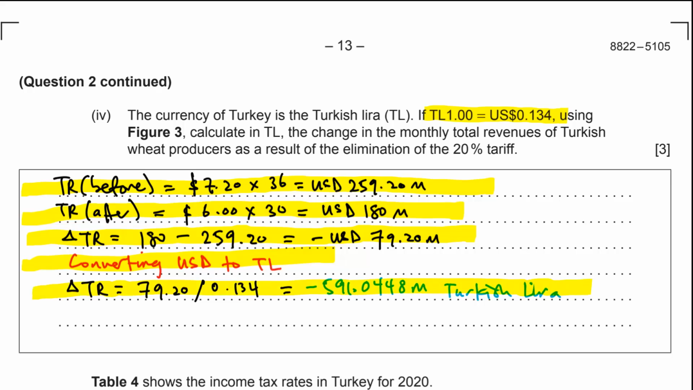So 3 marks for answering this question. You'll probably get a couple of marks for doing the main calculation, which is that delta in total revenue, and you'll probably get 1 extra mark for converting that final US dollar figure into Turkish lira. Okay, all good. Let's move on.